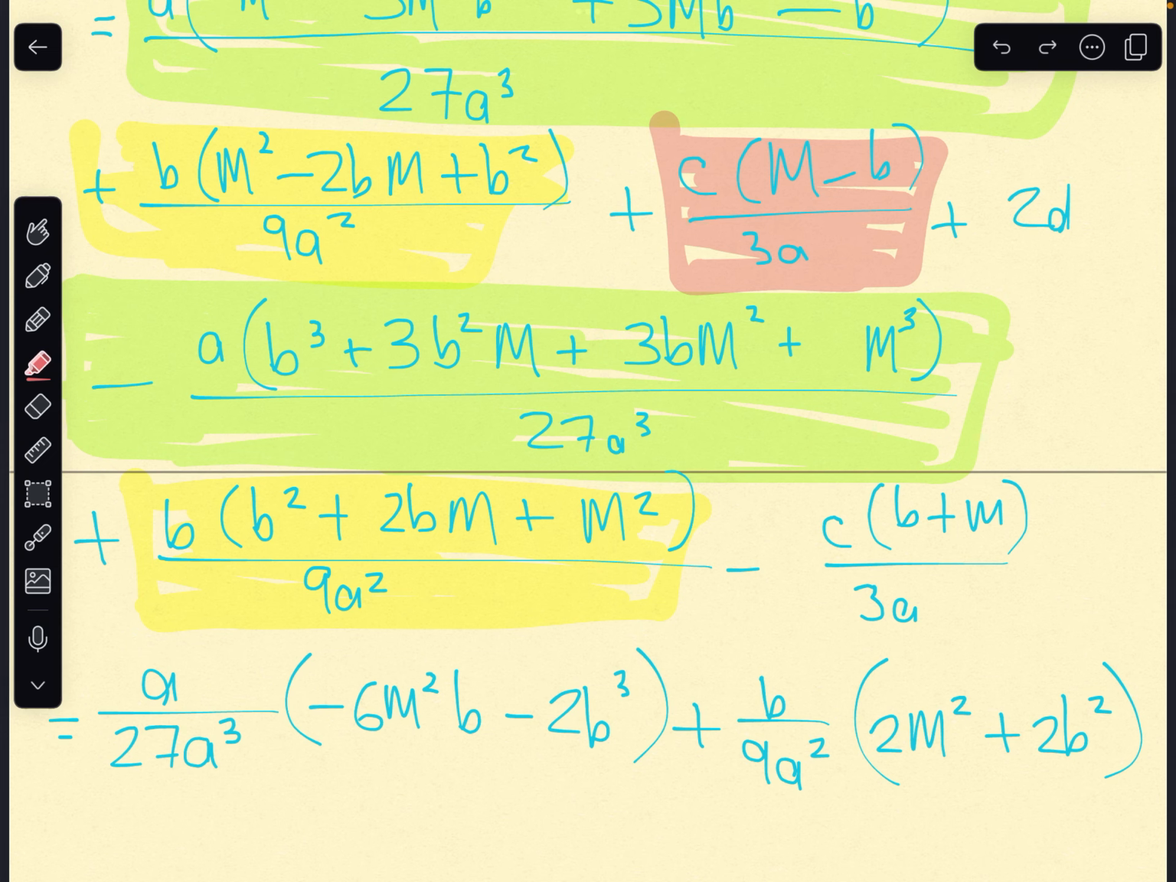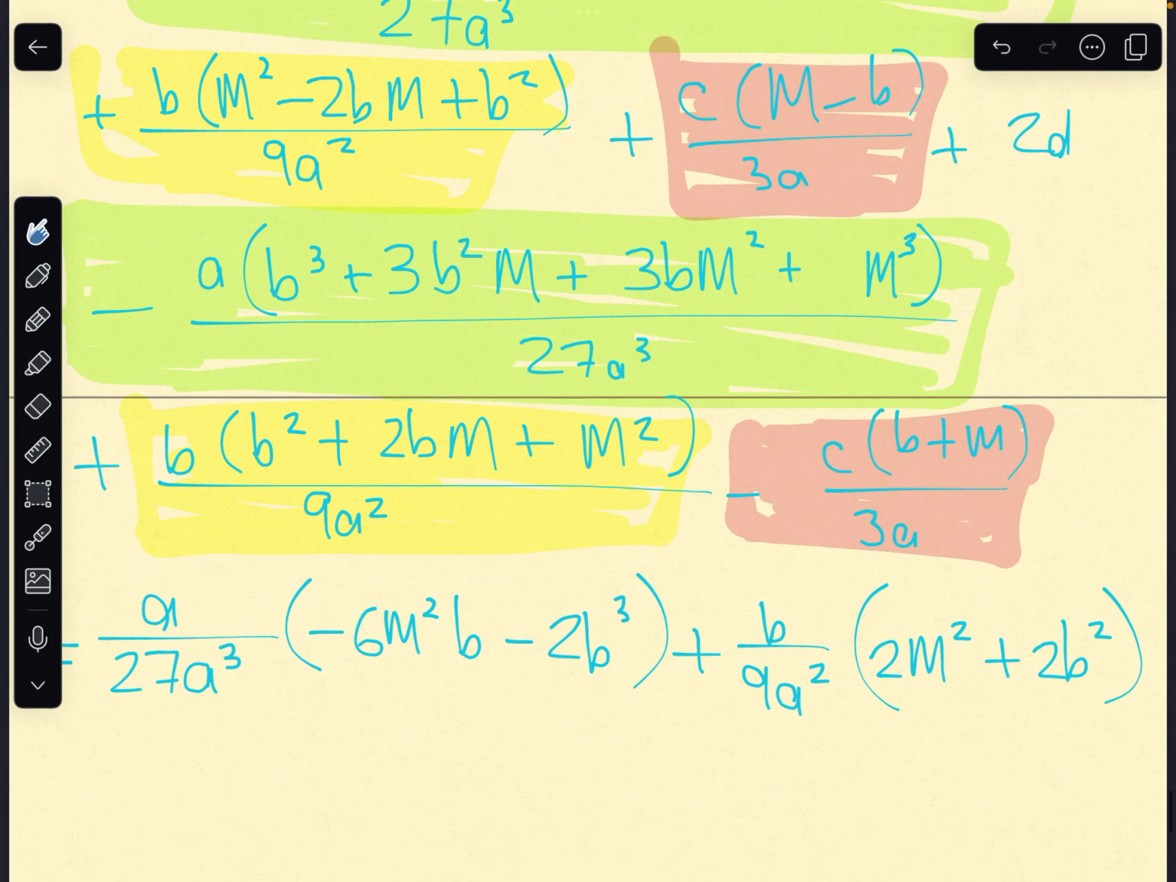And, ooh, the minus is very important here. Okay, right. We're looking at these two now because they have a common c over 3a. So we're going to factor out that common c over 3a. And we're going to end up with m minus m, so those cancel. And then minus b, so that is going to be minus 2b. And then we've already added the 2d's together.